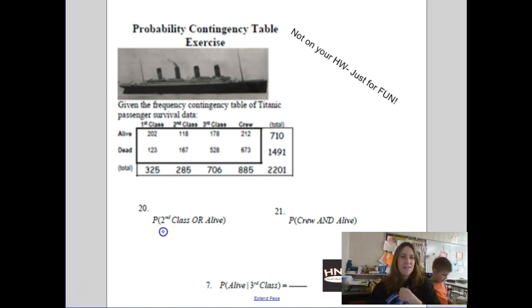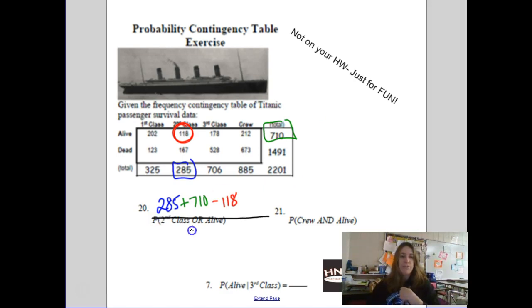It says, what's the probability that you are in second class or you are alive? So second class, since there are some totals here, I'm just going to take the total. Here's the second class total. That's 285 people. And then how many people live? Alive, total of 710 people. But we counted these people twice. So using the OR formula, I would have to subtract 118 right there.